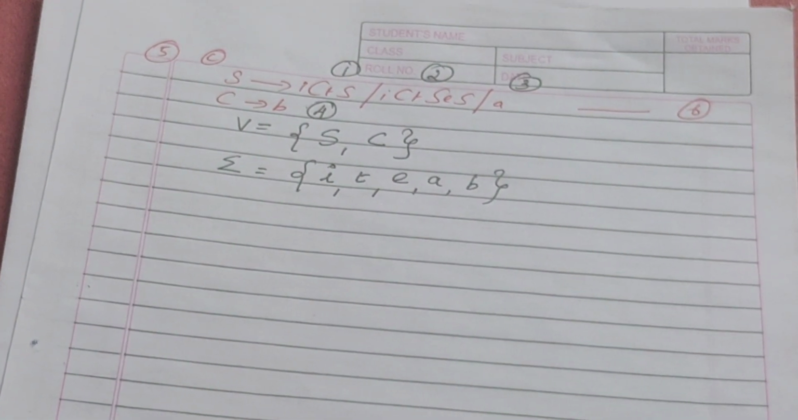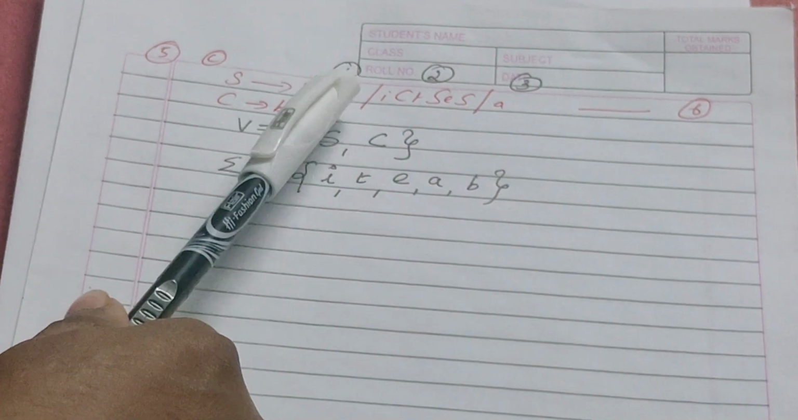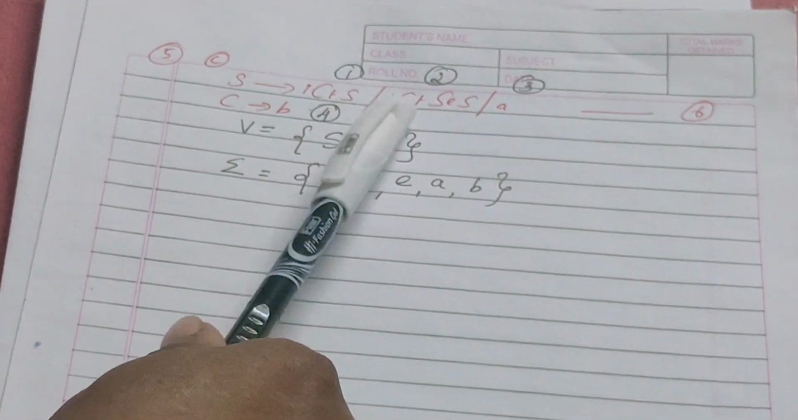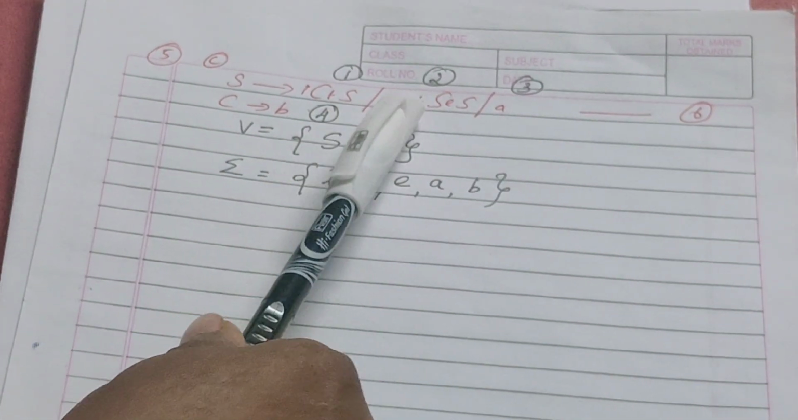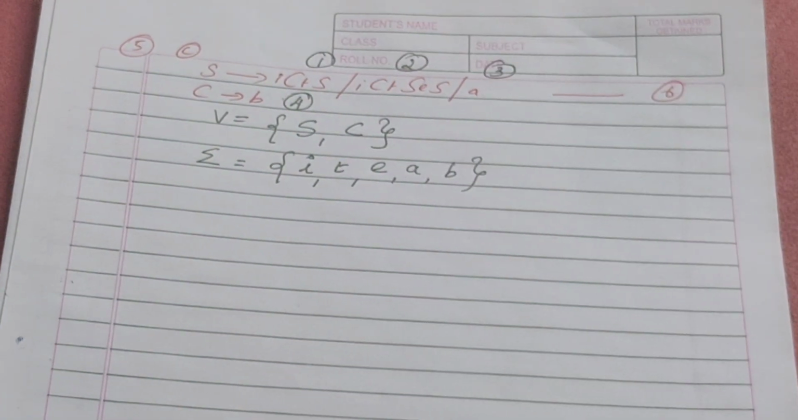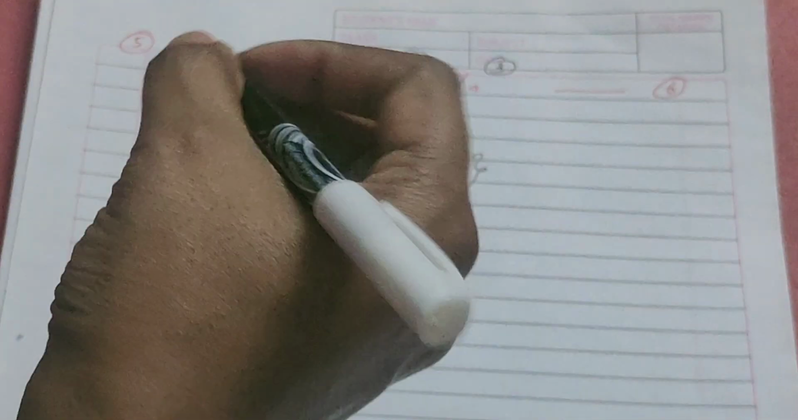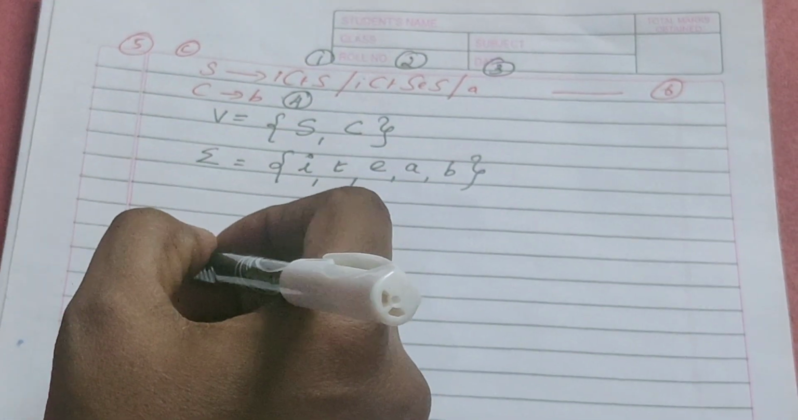In fact, this grammar describes the structure of the if condition statement. ICTS means if condition then statement. ICTSES means if condition then statement else statement. So this context free grammar just gives the structure of the if condition statement. Okay, fine. Now I'm going to derive a string.